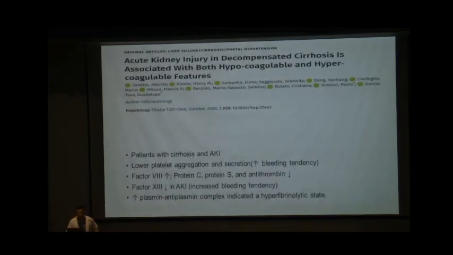So acute kidney injury in decompensated cirrhosis is associated with both hypocoagulable and hypercoagulable features. There is lower platelet aggregation and secretion, predisposing to increased bleeding. There is an increase in factor 8 and a decrease in protein C, protein S, and antithrombin. And there is a decrease in factor 13, which helps in the stabilization of the clot, predisposing to increased bleeding tendency in patients with AKI and acute decompensation of cirrhosis. And there is an increase in plasmin-antiplasmin complex, indicating a hyperfibrinolysis state.